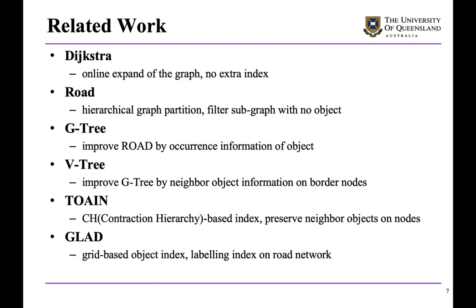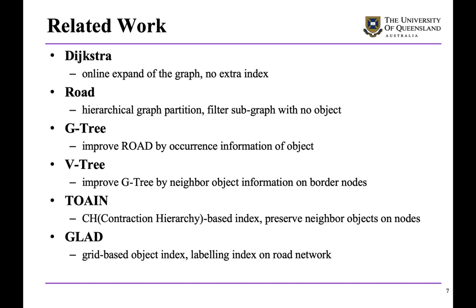The most straightforward solution to find kNNs on the road network is to apply the Dijkstra algorithm to expand the graph until we find k nearest neighbors. There is no extra index, but the expansion cost is huge. ROAD partitions the road network into multiple subgraphs and manages the subgraphs in a hierarchical way. During the exploration, it filters the subgraphs that contain no object to reduce the search space. G-tree and V-tree improve ROAD by adding some additional information of moving objects to accelerate the search.